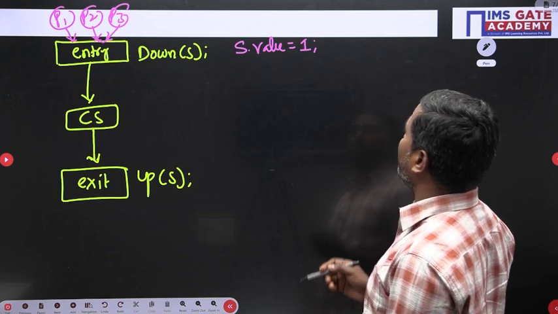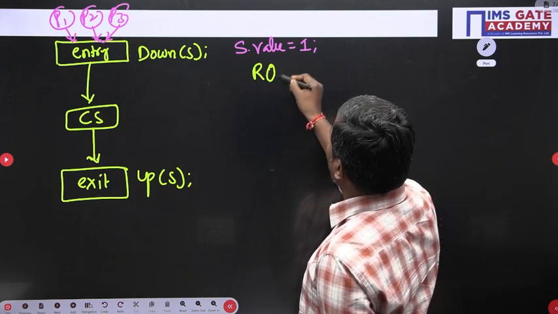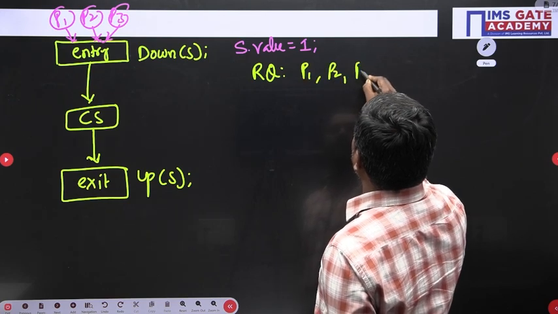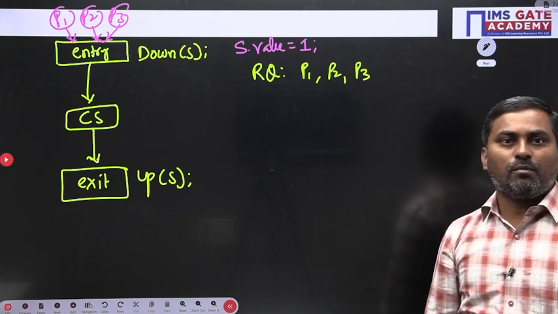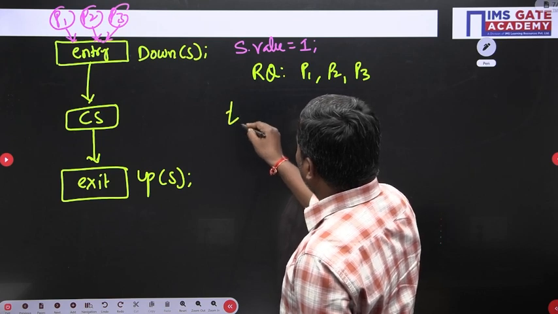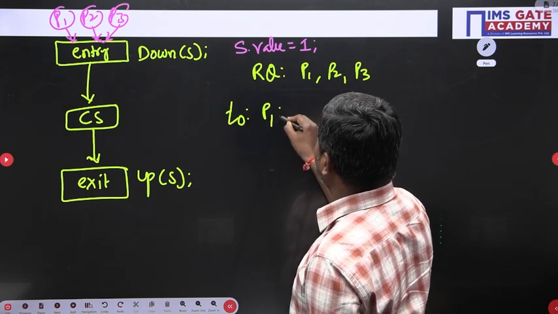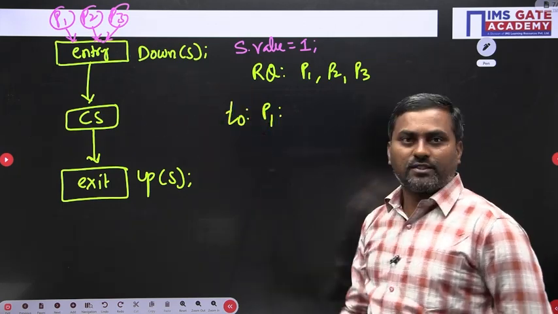Let's understand now. Under a concurrent environment, the ready queue has 3 processes available, P1, P2, P3. As per the scheduling policy, one of the processes is scheduled. Assume at time T0, process P1 is scheduled. Process P1 wants to access the critical section.